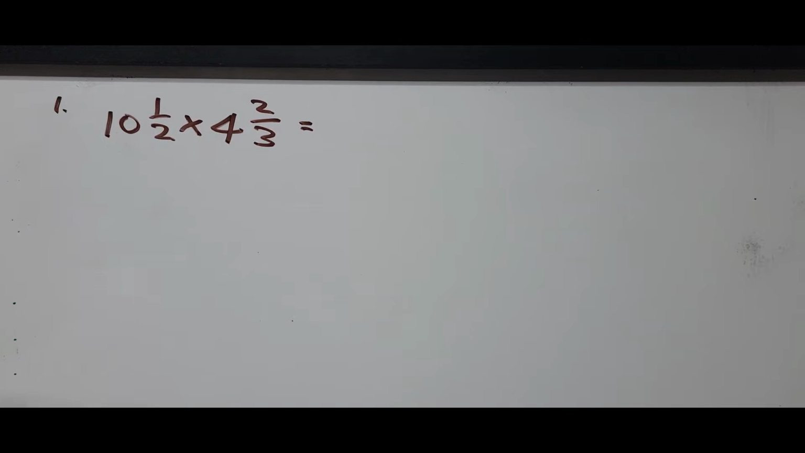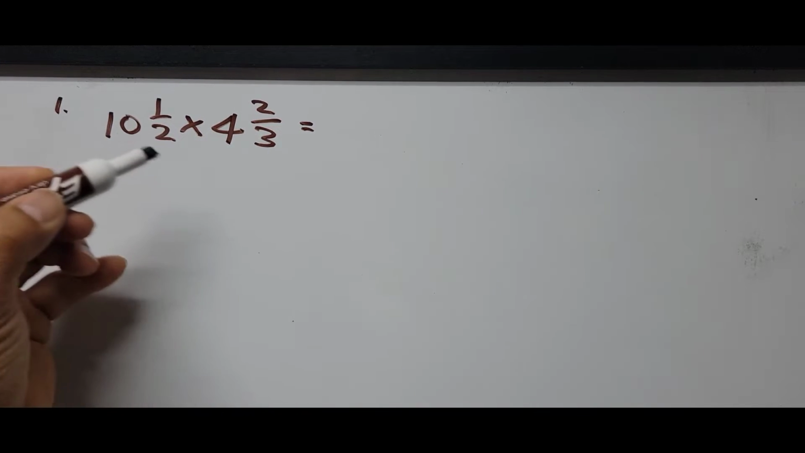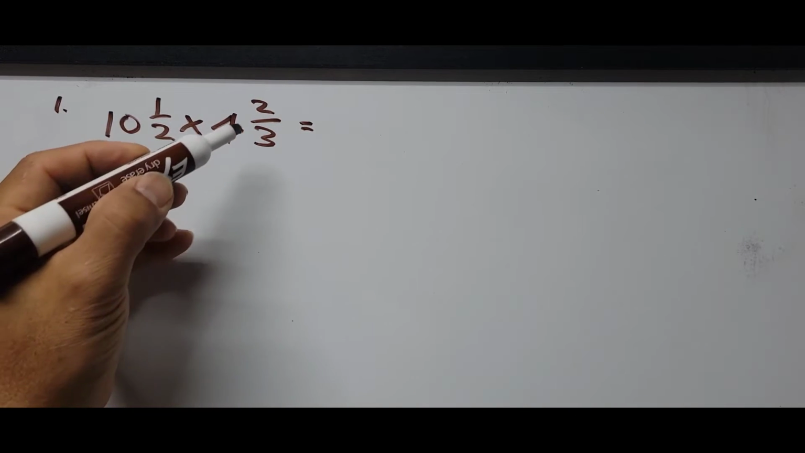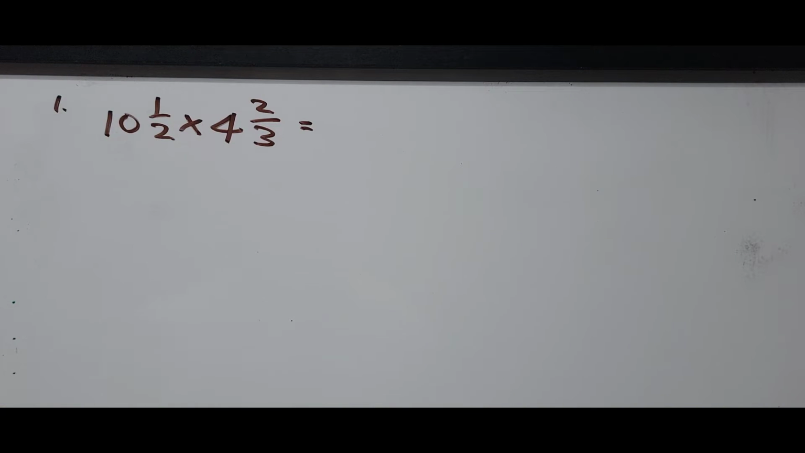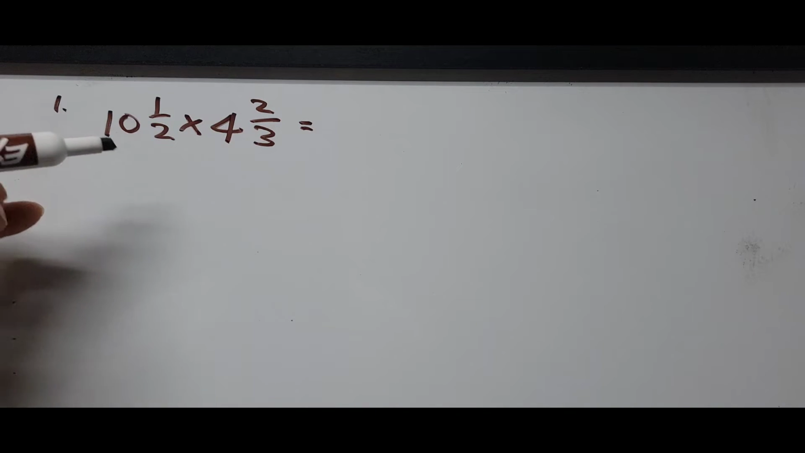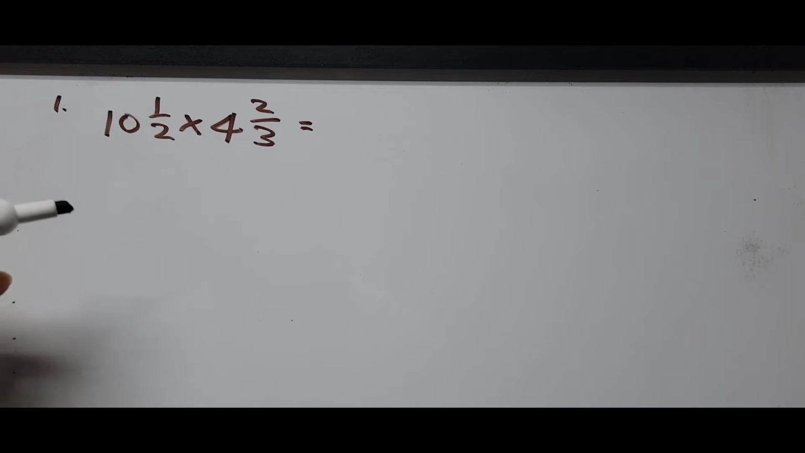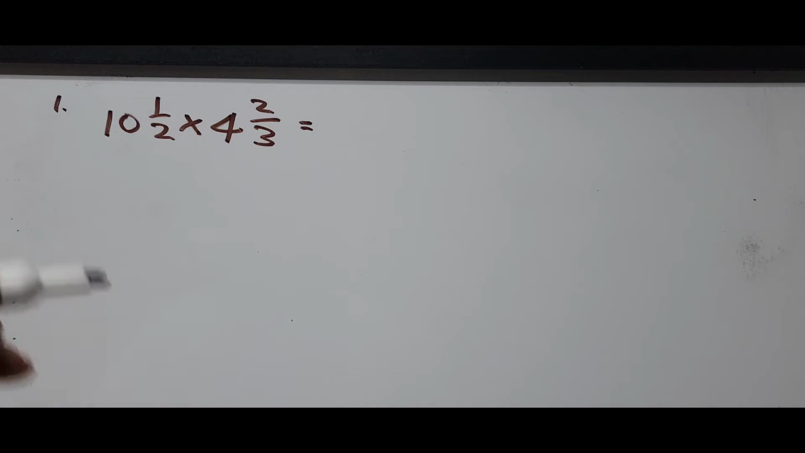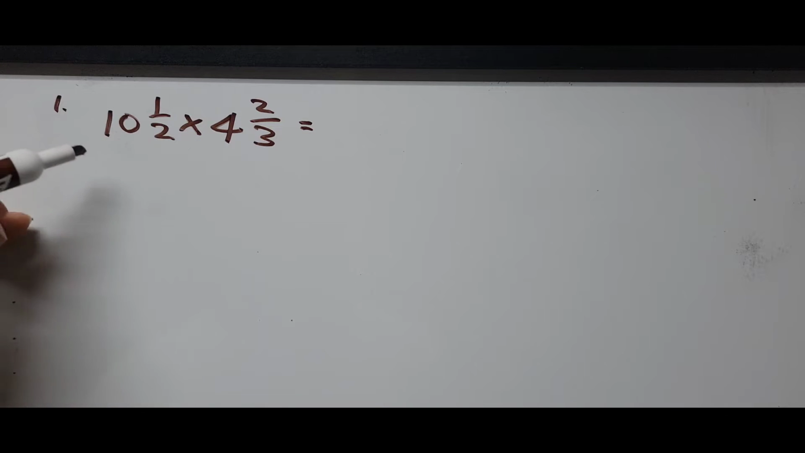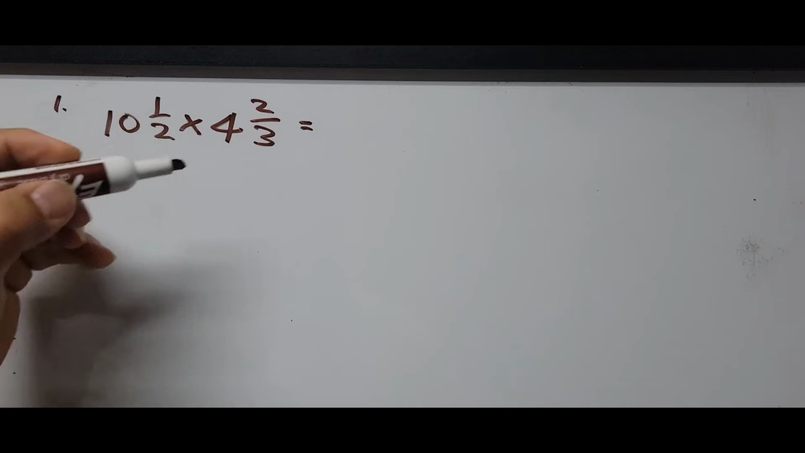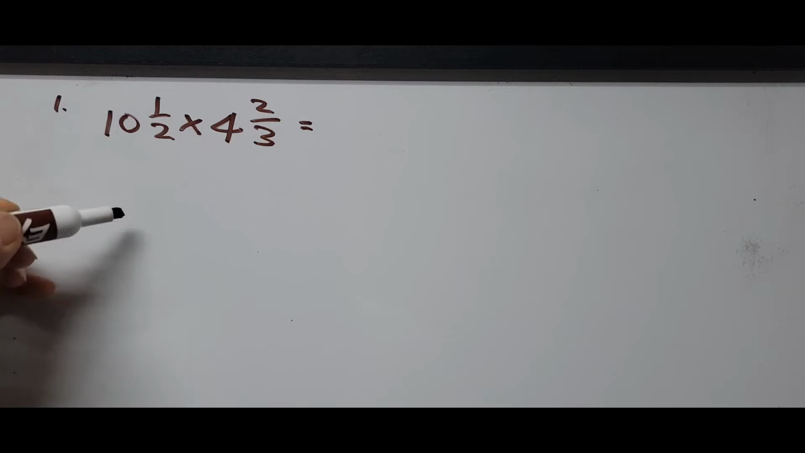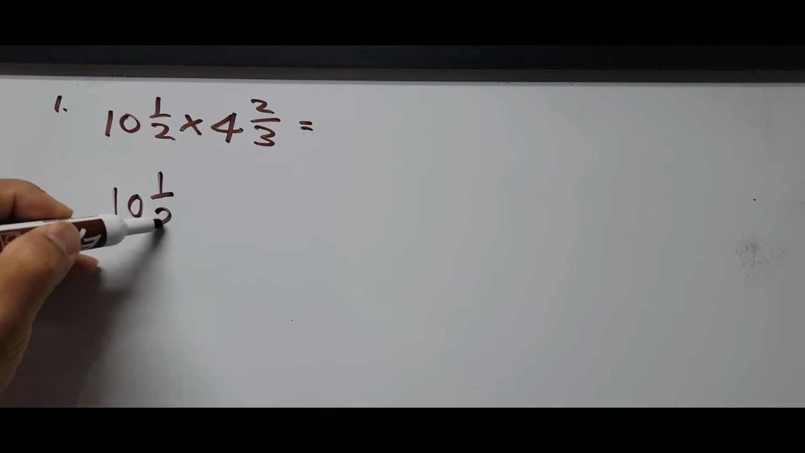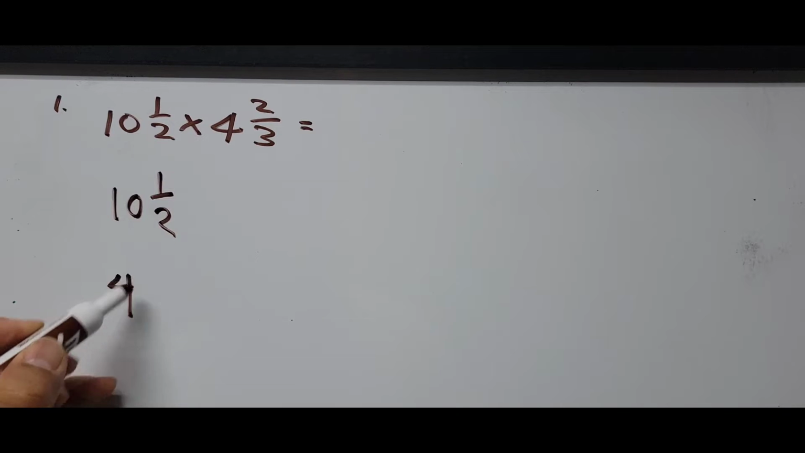We have the number one example to solve, 10 1/2 multiplied by 4 2/3. So before we can proceed multiplying mixed fractions, we have to convert them into improper fractions, where an improper fraction is a fraction with the numerator higher than the denominator. So let's do this. Convert these mixed fractions first into improper fractions: 10 1/2 and 4 2/3.